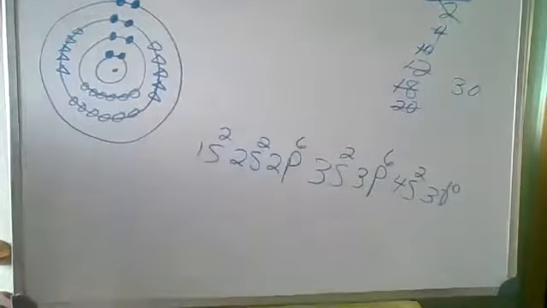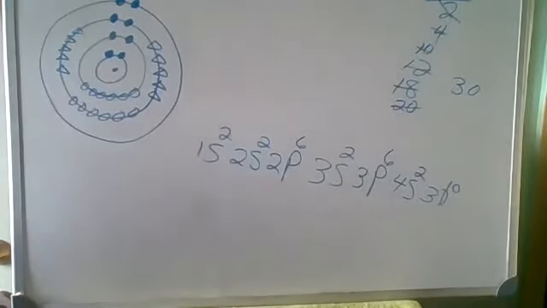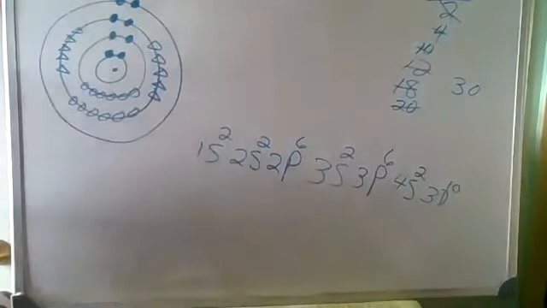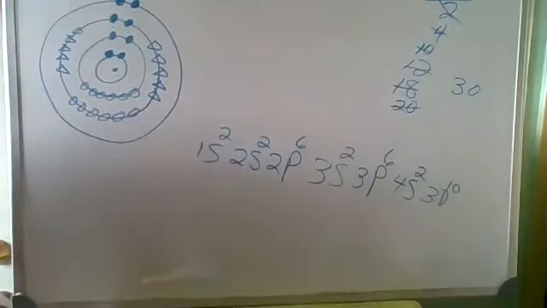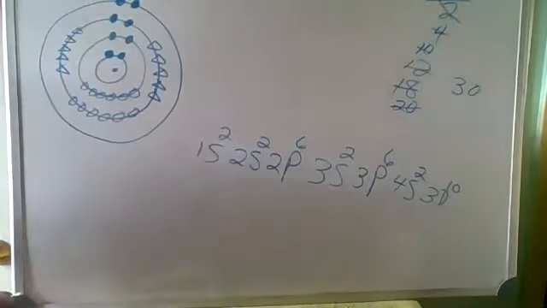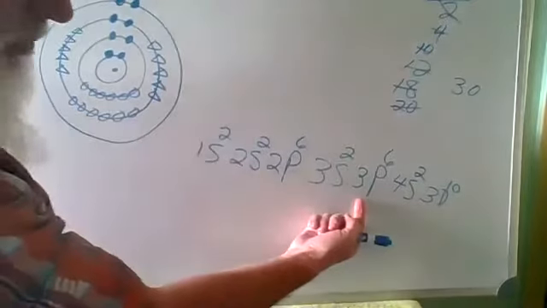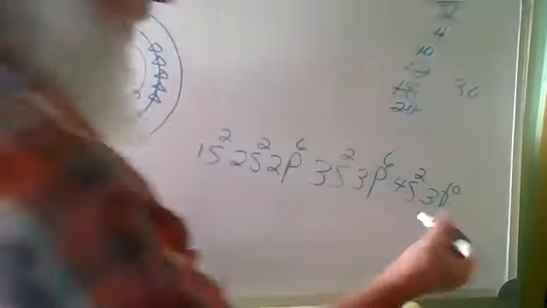Okay? So the next element after zinc is gallium, right? Gallium, which is in P block. So I'm back to my regular period numbers. It's not 3P, because we already have 3P. So I'm going to write 4P here.